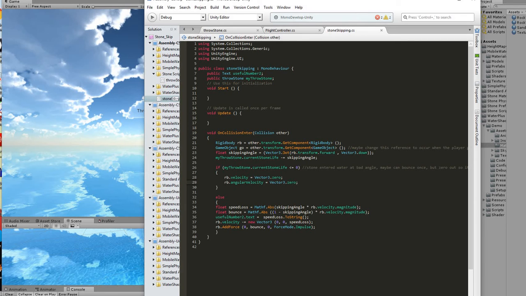So it gets a reference to the rigid body, it gets a reference to the game object, I'll probably use that later, and then it calculates the skipping angle, and that's the dot product. It's like the rigid body's transform forward with the vector down, and this gives you a value. If it's flat, it's a really small number, like 0.001 or something.